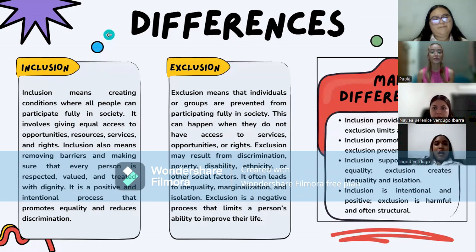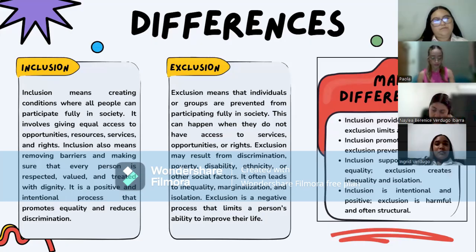Now I will talk about the difference between inclusion and exclusion. Inclusion means creating conditions where all people can participate fully in society. It involves giving equal access to opportunities, resources, services, and rights. Inclusion also means removing barriers and making sure that every person is respected, valued, and treated with dignity. It's a positive and intentional process that promotes equality and reduces discrimination.